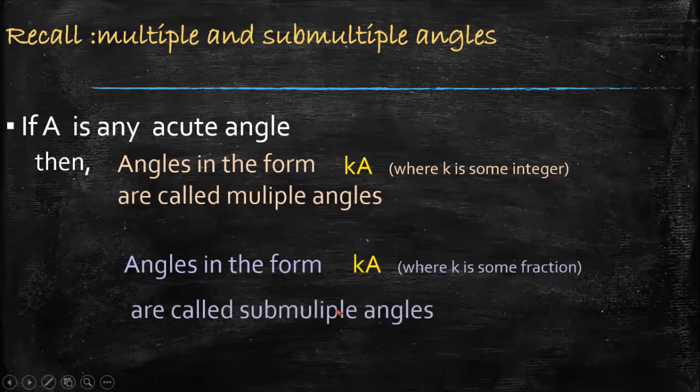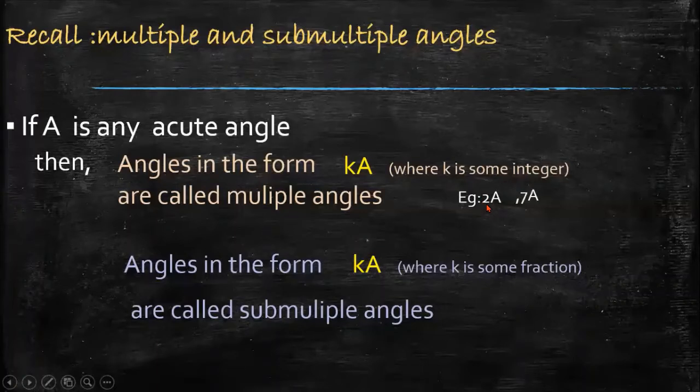submultiple angles. For example, 2 into A is an integer multiple. 7 into A, 10 into A, all these are multiple angles. If a fraction comes, a fractional multiple, then we call them submultiple angles. For example 2/3 A, half A, 5/7 A, all these are submultiple angles.